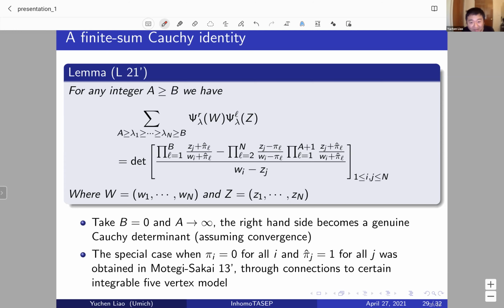But essentially, what's happening is if you take the usual type sum in the Cauchy identity, you get some kind of generalized Cauchy determinant on the right hand side. And the special case is where you send a goes to infinity, and assuming this v_j plus pi_l hat over w_i plus pi_l hat is less than one, you really get some general Cauchy identity.